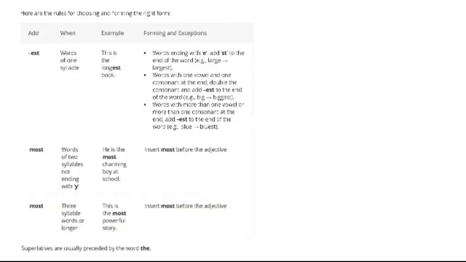So, the first one is add est: words of one syllable. This is the longest book. For words ending with e, add just st to the end of the word, that is, larger to largest. For words with one vowel and one consonant at the end, double the consonant and add est to the end of the word. For words with more than one vowel or more than one consonant at the end, add est to the end of the word. Second, most: words of two syllables not ending with y.